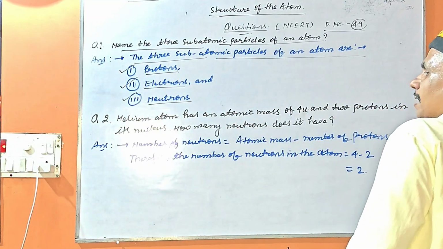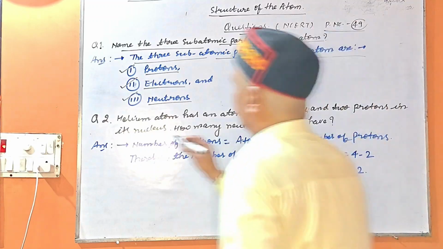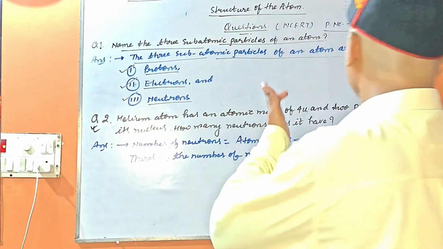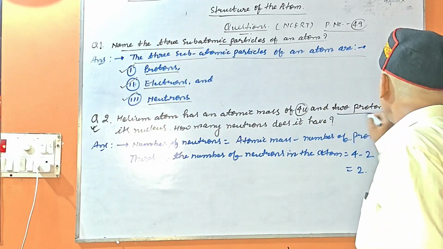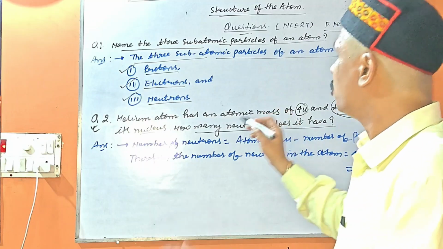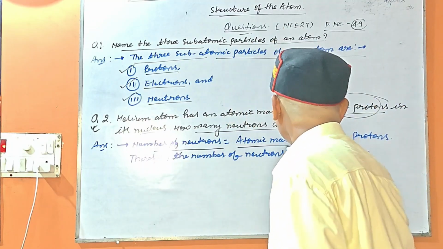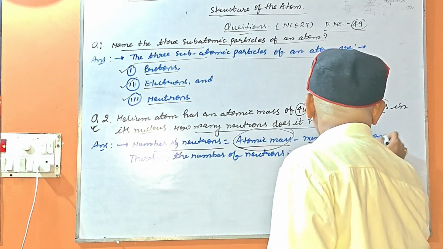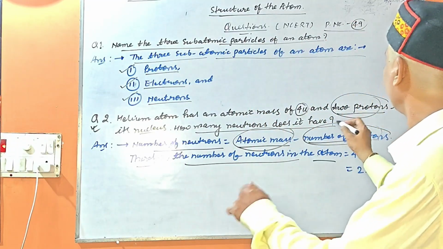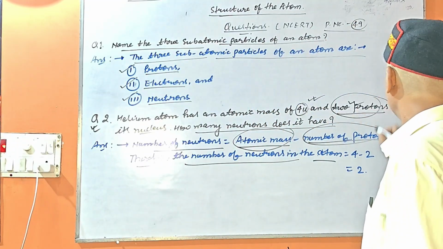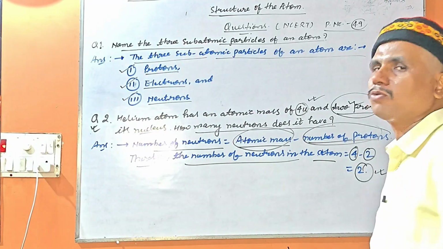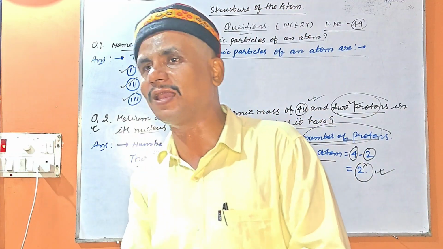Helium has an atomic mass of 4u and 2 protons in its nucleus. How many neutrons does it have? The number of neutrons is equal to atomic mass minus number of protons. So the number of neutrons is 4 minus 2, the answer is 2. My dear students, this question is a very simple and easy step.